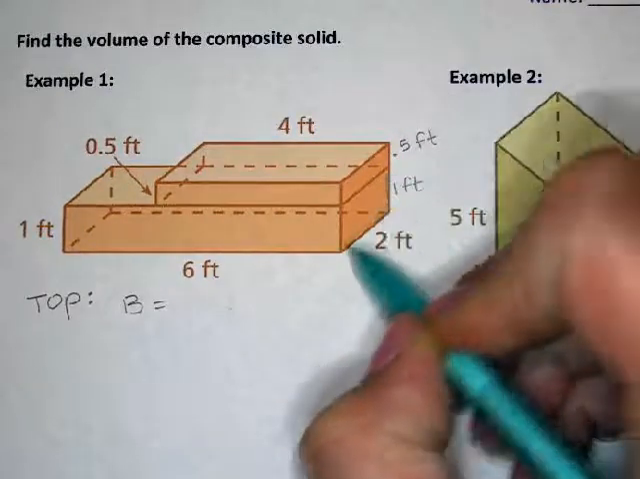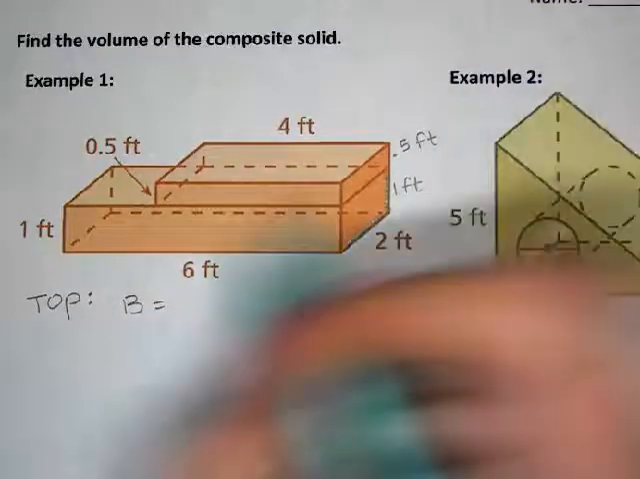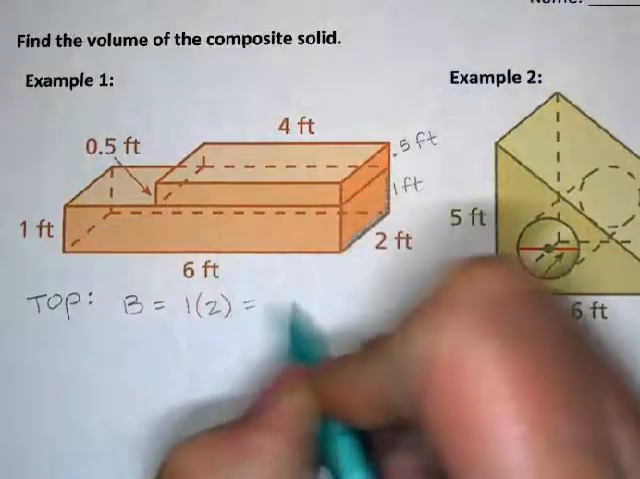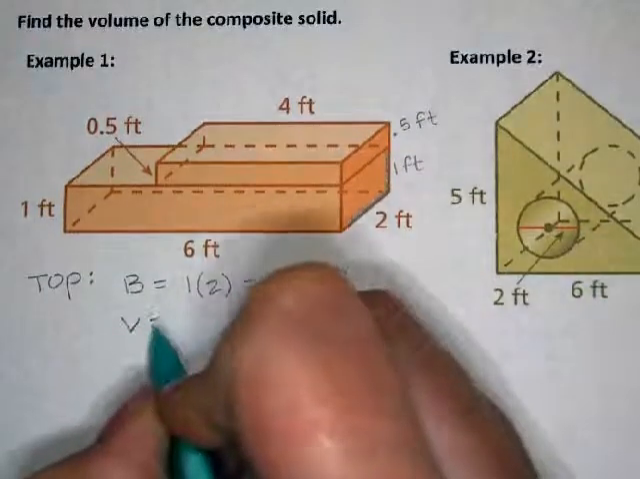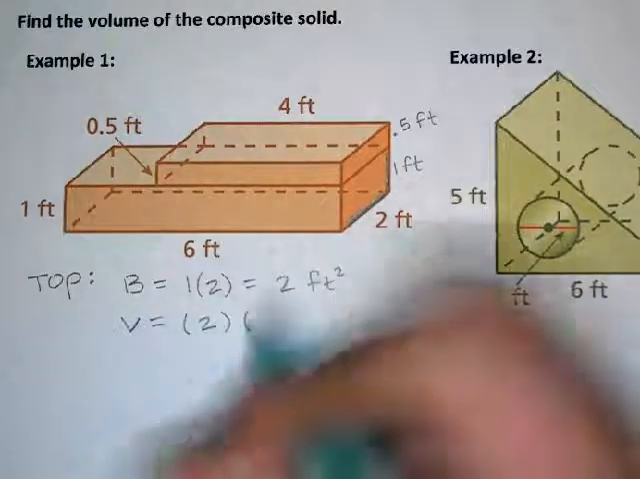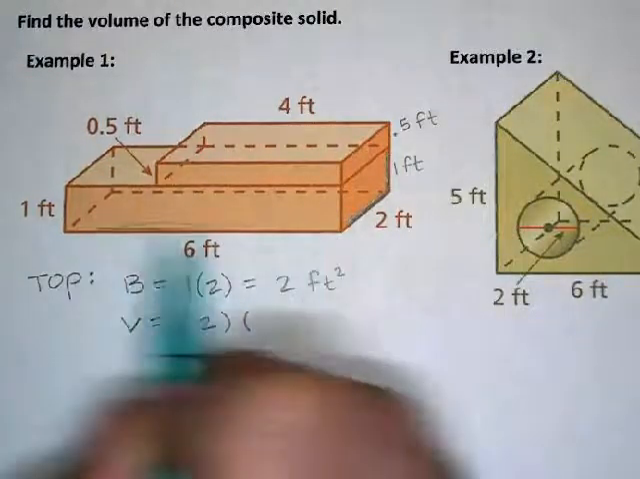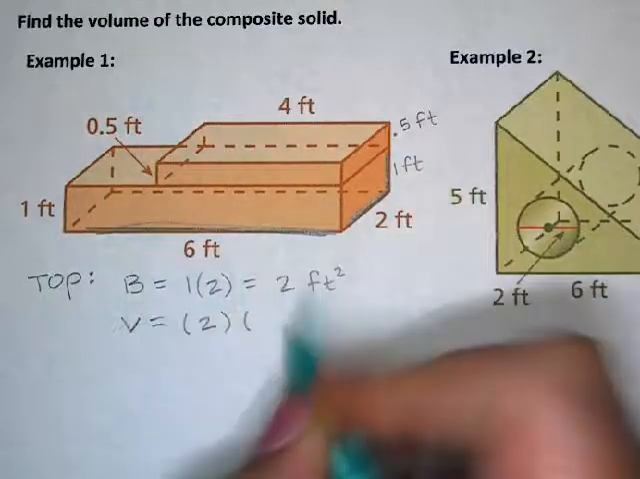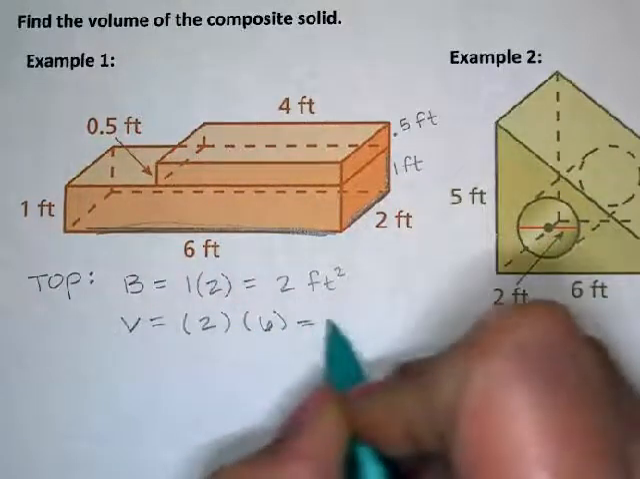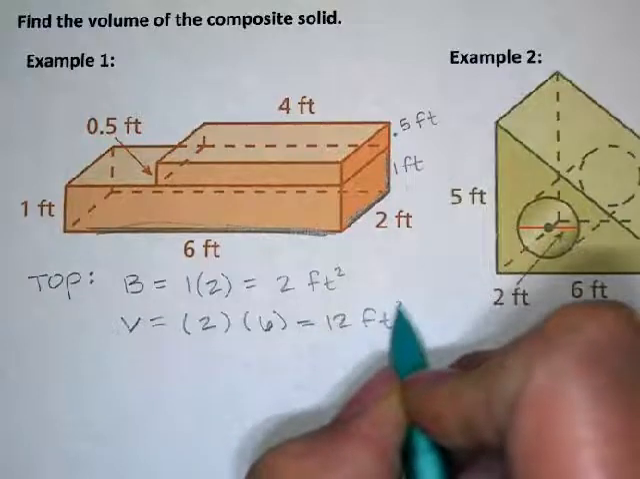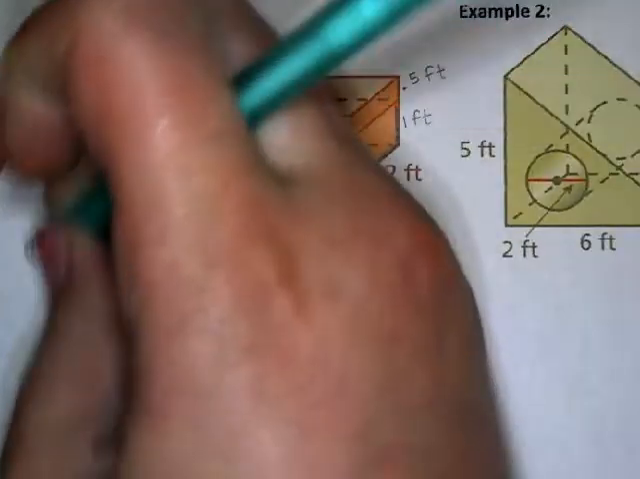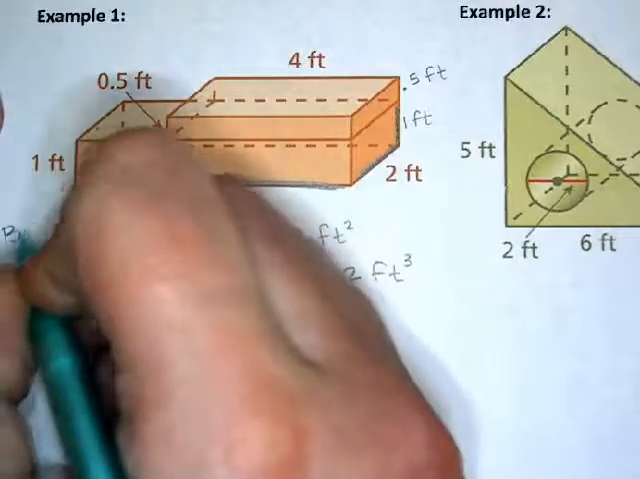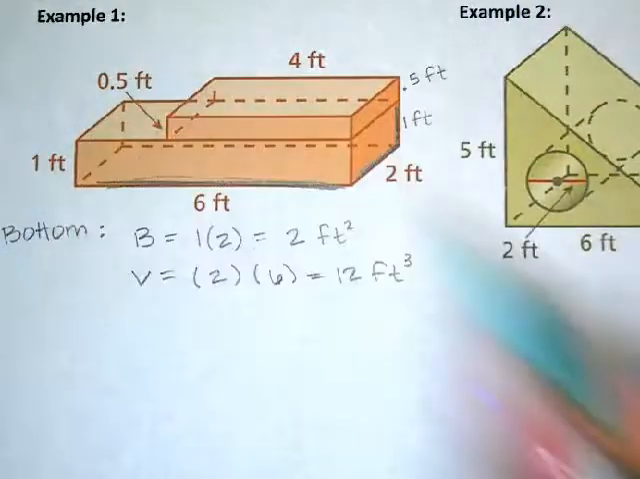And you can draw on your picture or not, it doesn't really matter. So 1 by 2 is the area of the base, so 2 feet squared. And then the volume is going to be the area of the base multiplied by the height of the prism, which I've got on this side, the 6. And 2 times 6 is 12, so 12 feet cubed. All right, so there's the top. Nope, that's the bottom. I said top, but I wasn't using the measurements for the top shape. Okay, so that was the bottom shape.